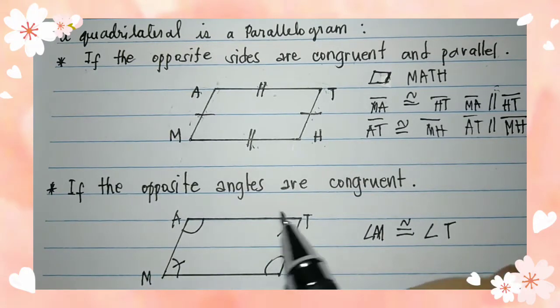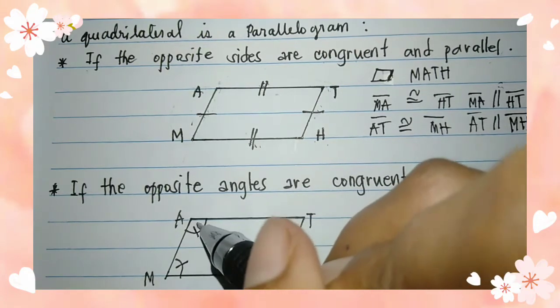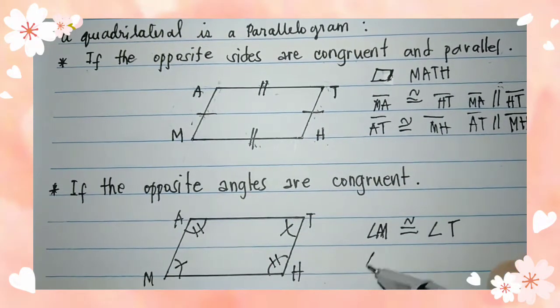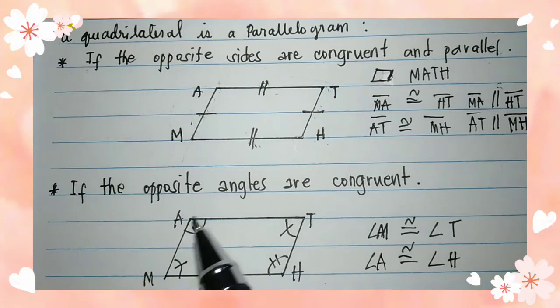Since sila yung magkatapat, if this angle measures 30 degrees, angle T also measures 30 degrees. Right? So we have angle A and angle H. They are also congruent with each other. So if this measures 49 degrees, angle H also measures 49 degrees.